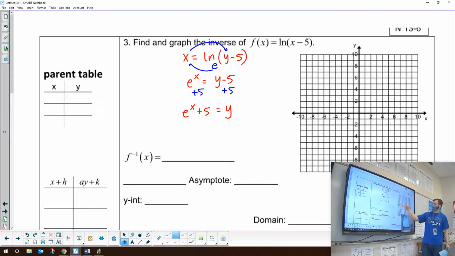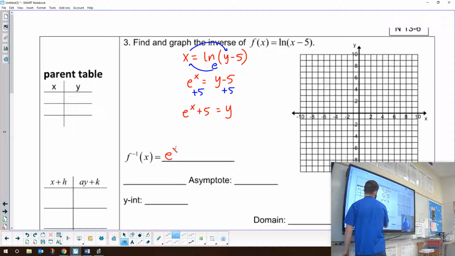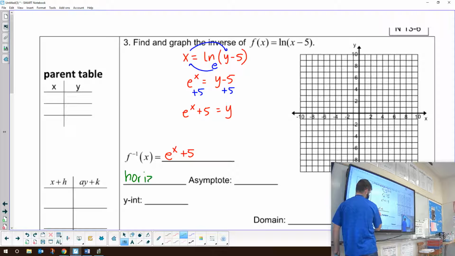Now, this should make sense to you. The opposite of a natural log is exponential base e. The opposite of minusing 5 on the inside is adding 5 on the outside. So everything's switched around. And so that's going to be my inverse. It's going to be e to the x plus 5, and that's it. Okay? All right, and so we're going to have a horizontal asymptote on this one.